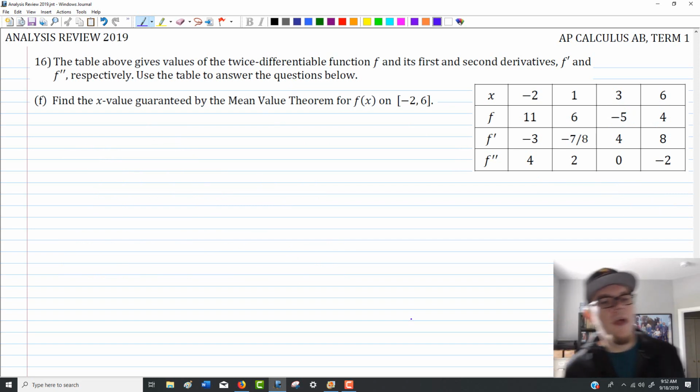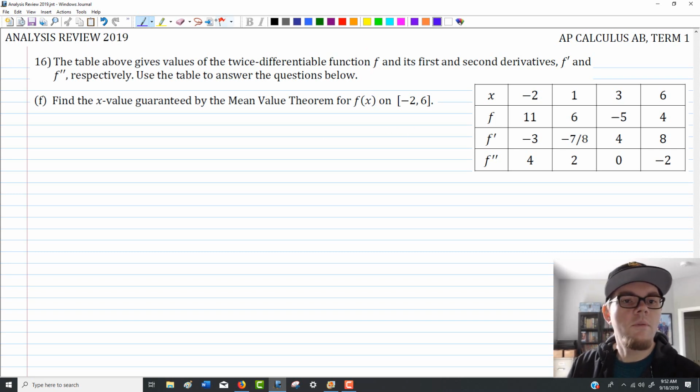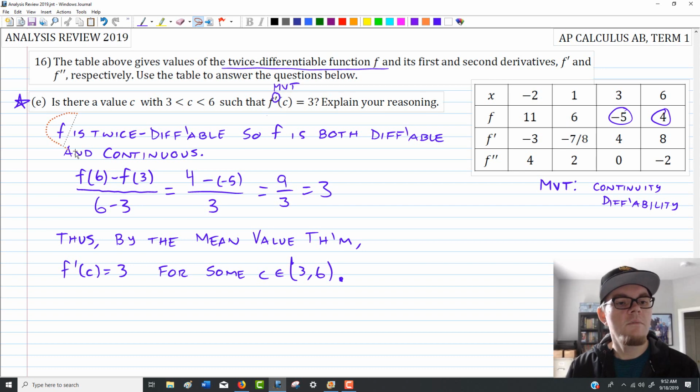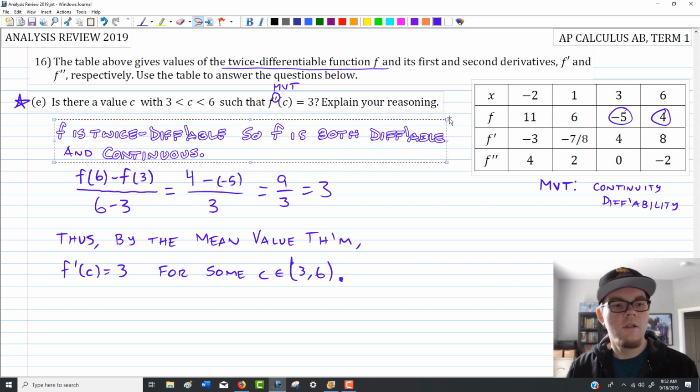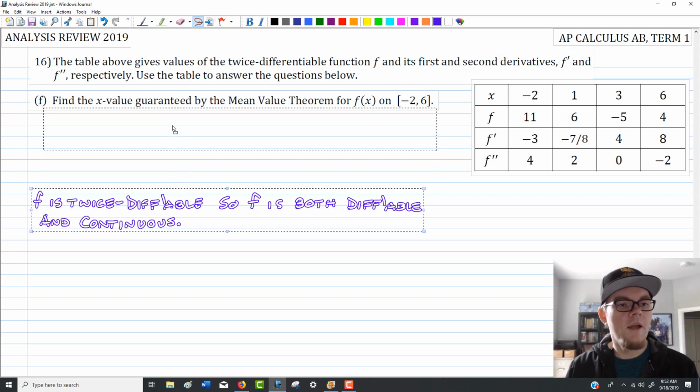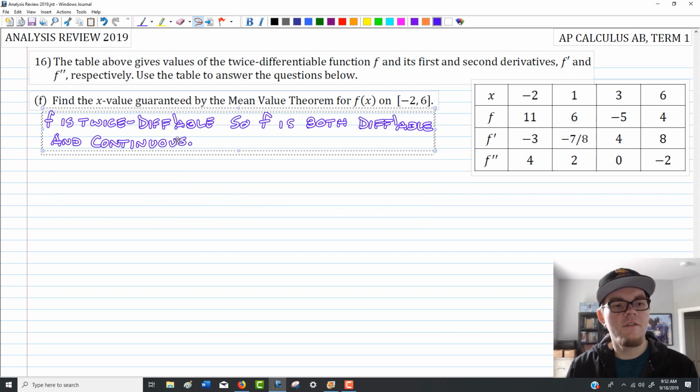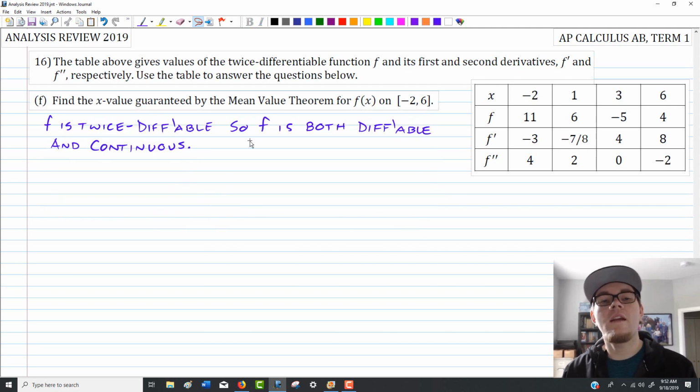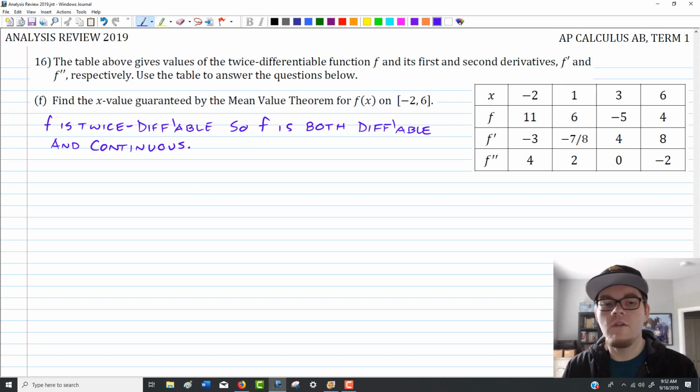Alrighty, part f. So f then asks us to find the x value guaranteed by the mean value theorem for f of x on -2 to 6. Before we do anything with it, I'm just going to remind ourselves that we already guaranteed that we can apply the mean value theorem at any closed interval in this particular function, or at least we could theoretically apply it. So let's start there. f is twice differentiable, so f is both differentiable and continuous. That means that the mean value theorem applies.